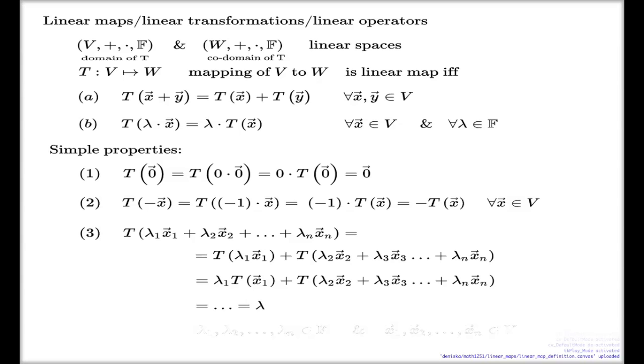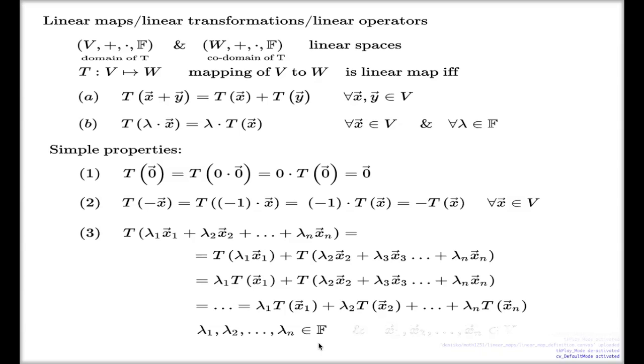I can say that the linear transformation applied to a linear combination can be replaced with the linear combination of individual applications of my linear transformation T, like so. Here's a step of induction, and that's many more steps of the same induction principle. And that is true, of course, for any set of scalars lambda 1, lambda 2, lambda n from my field of scalars, and it's true for any set of vectors x1, x2, xn.